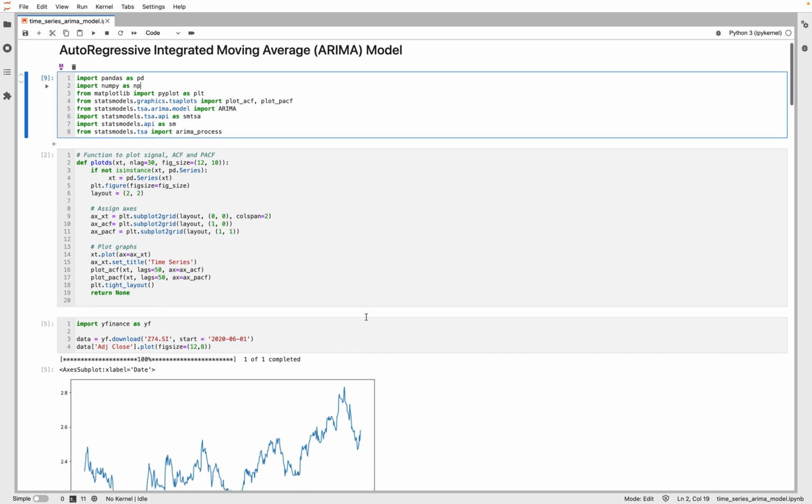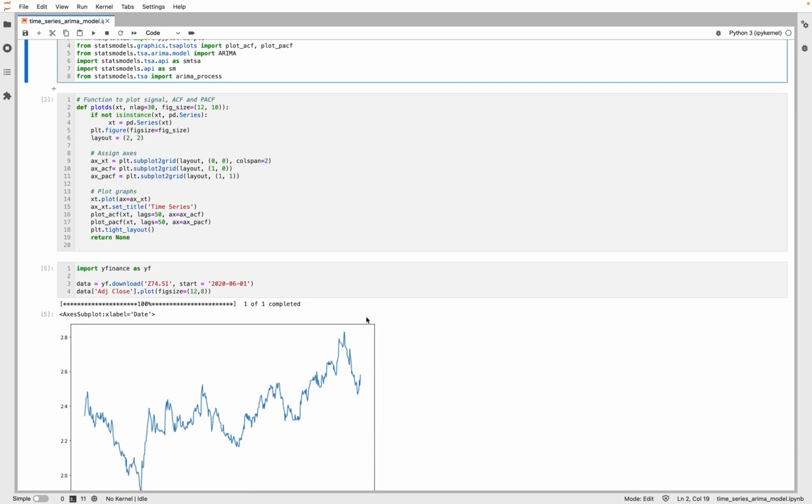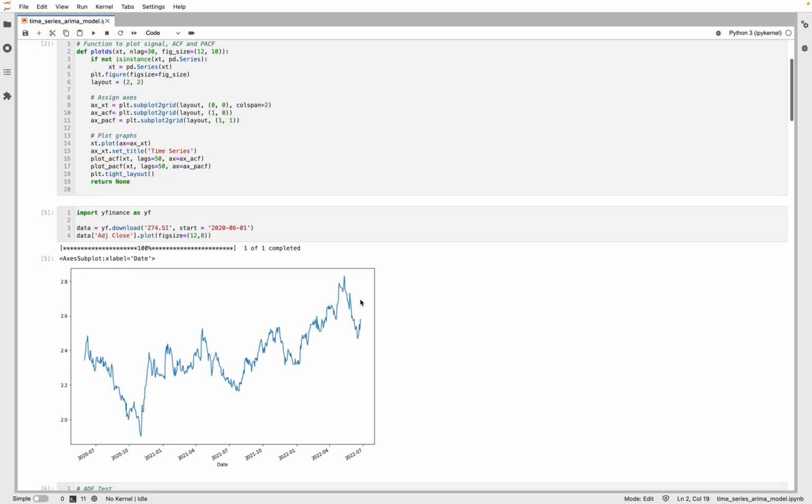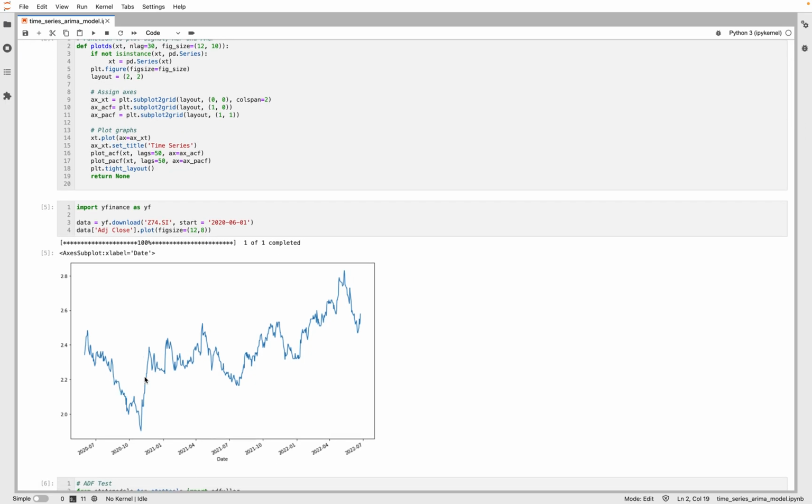Let's illustrate the ARIMA model with the stock price data. First, we will download the Intel stock price and visualize the adjusted close price time series. Apparently, it is non-stationary.